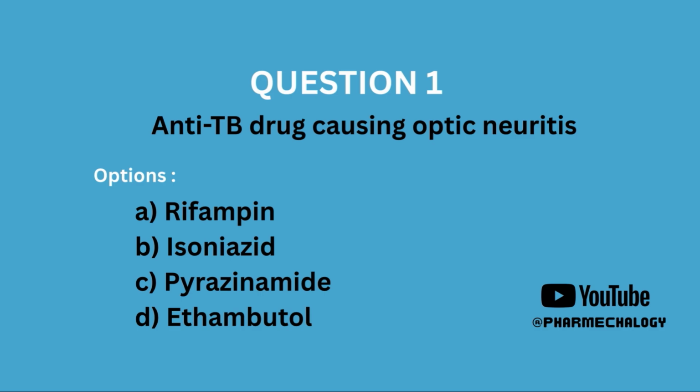Question 1. Anti-TB drug causing optic neuritis, and the options are rifampin, isoniazid, pyrazinamide, and ethambutol. Pause the video and think for your answer.